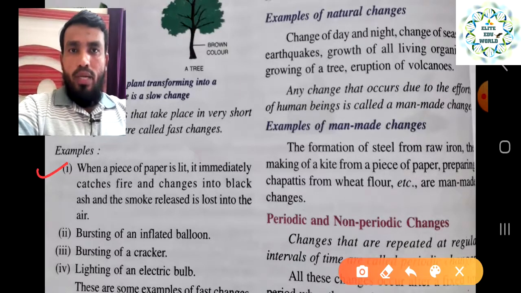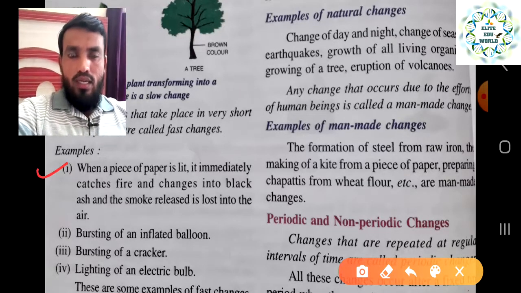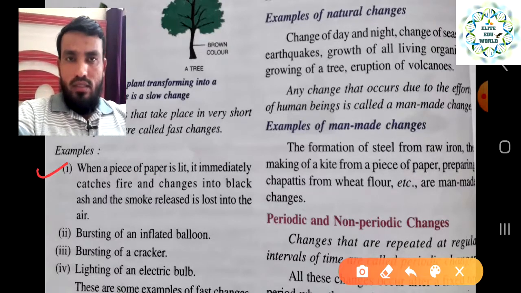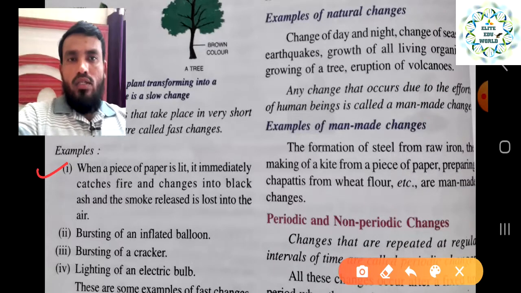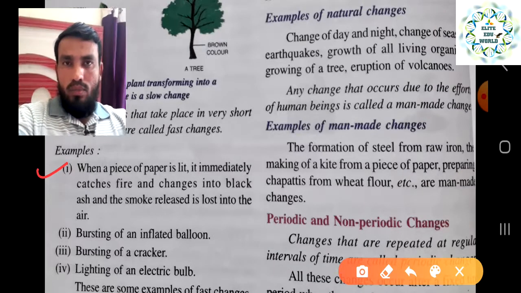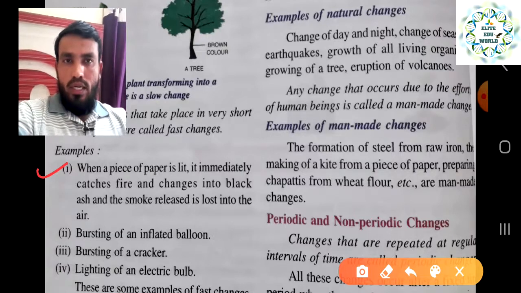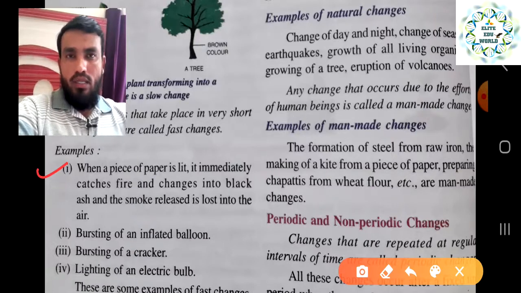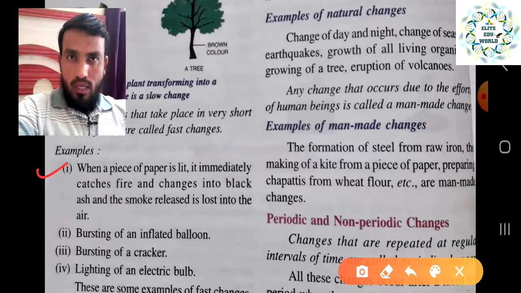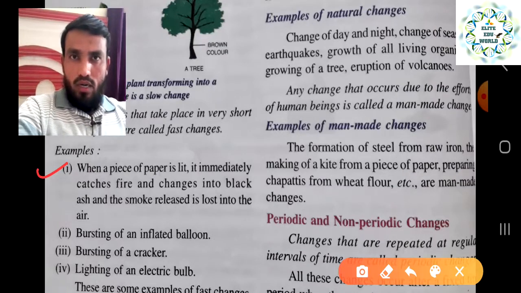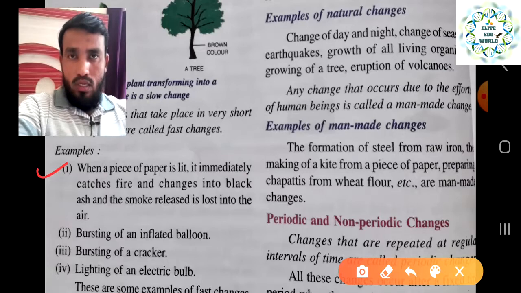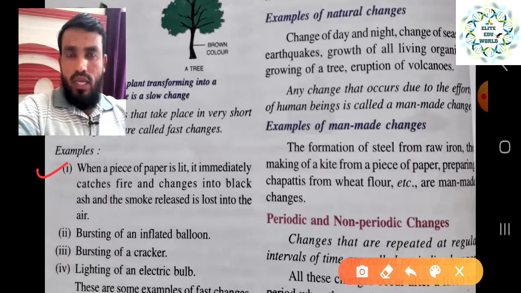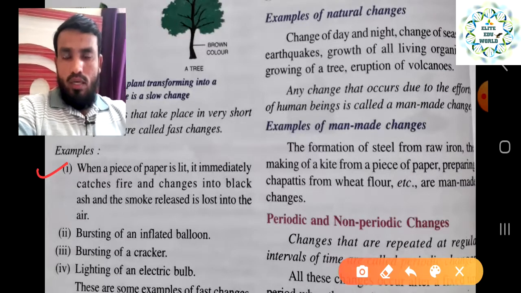When a piece of paper is lit, it immediately catches fire and changes into black ash, and the smoke released is lost into the air. So that is burning of something, burning of some paper. It happens in a very short period of time, and it is converted into ash, and some energy in the form of heat and light is released. It does not require 2 or 3 days to burn one paper. In some seconds it can be burned. So that also comes under faster change.